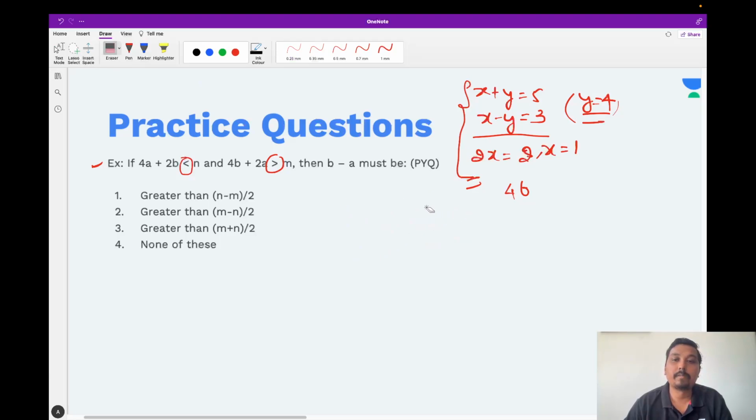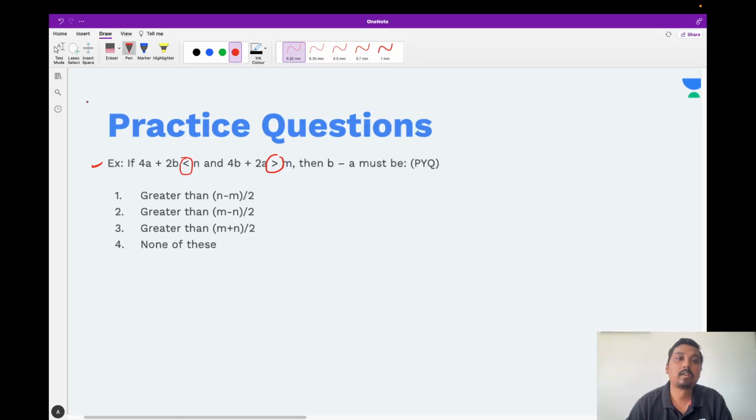I can do it from here itself. So I have 4a plus 2b is less than n. Now here I have 4b plus 2a greater than m. Now what I will do here is I will make this as less than. So I'll multiply minus on both sides. Minus 4b minus 2a less than minus m.